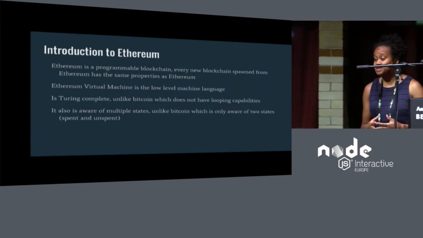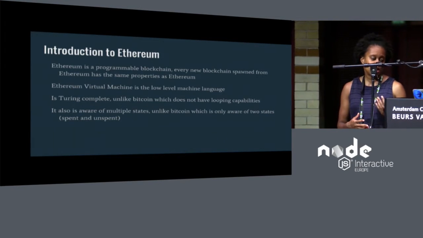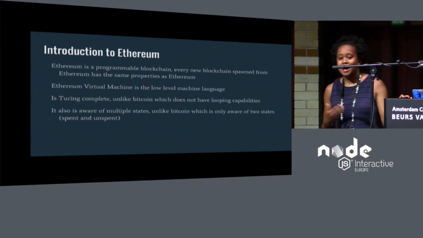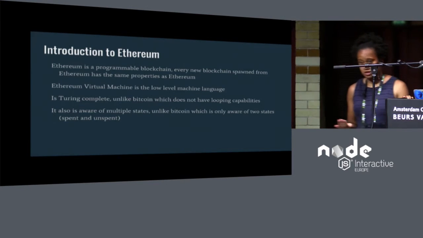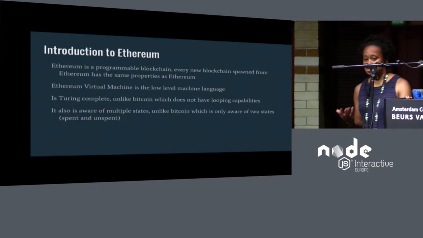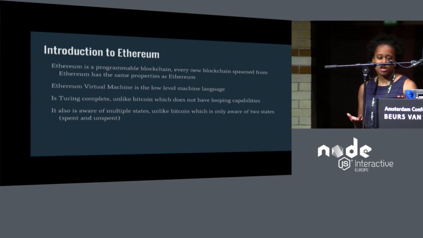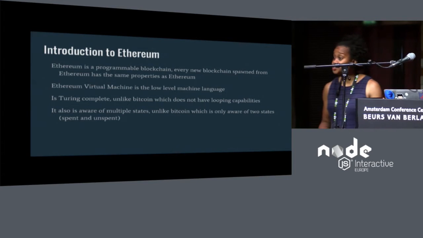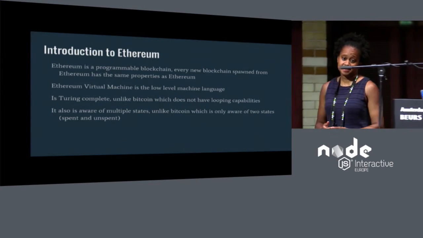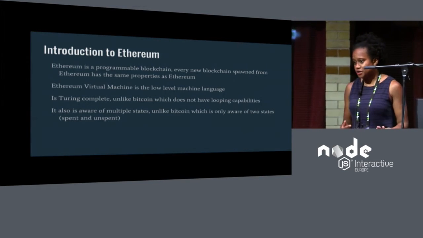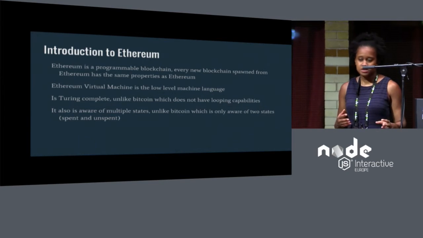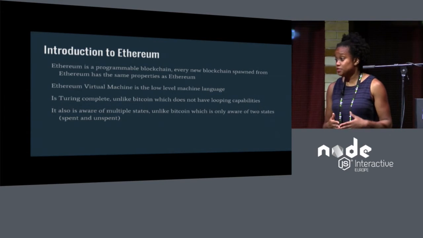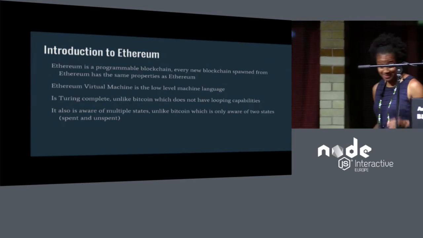One practical limitation of this is that Bitcoin does not have looping capabilities, and this can be a deterrent from creating blockchains with Bitcoin. And Ethereum also has multiple states. With Bitcoin, it's a binary, it's either spent or unspent, but when you're dealing with Ethereum, there are more than 2 different states.